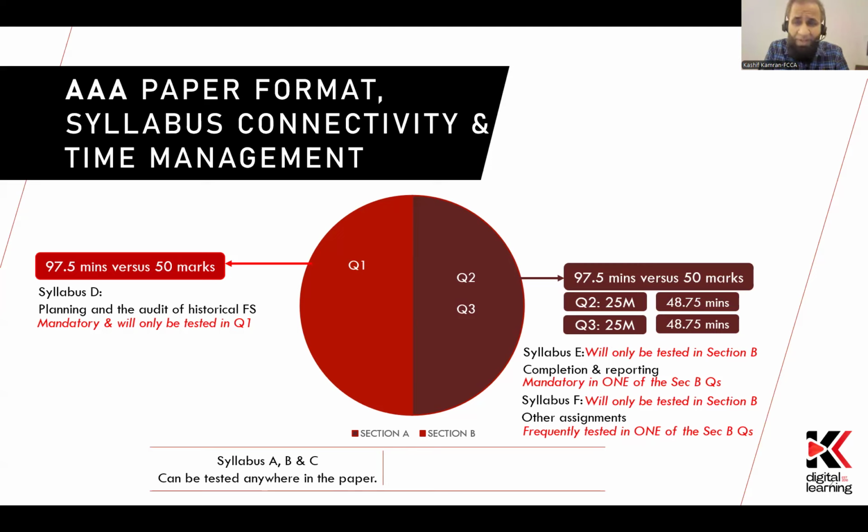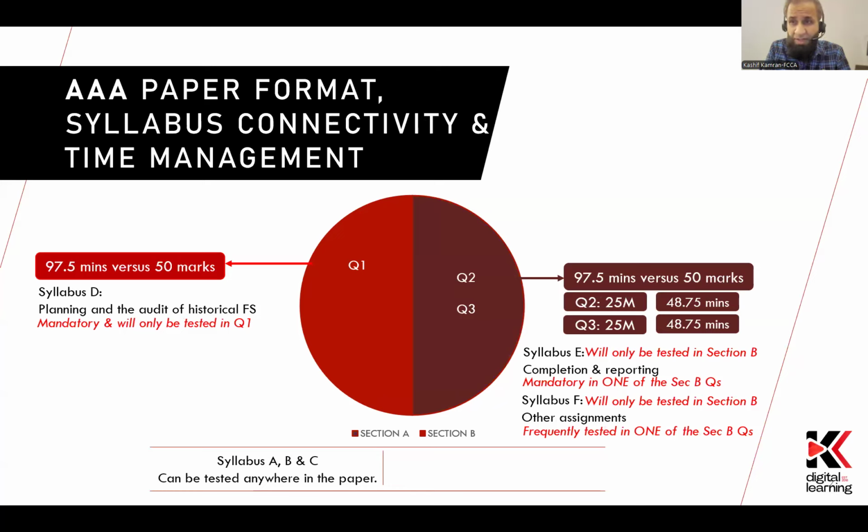Very flexible with ABC. You find ABC in section A as well. You find ABC in section B as well. So they can be anywhere in the paper. So once you do past paper practice, you will find a variety of questions even in section A and B from ABC. So they're flexible areas.